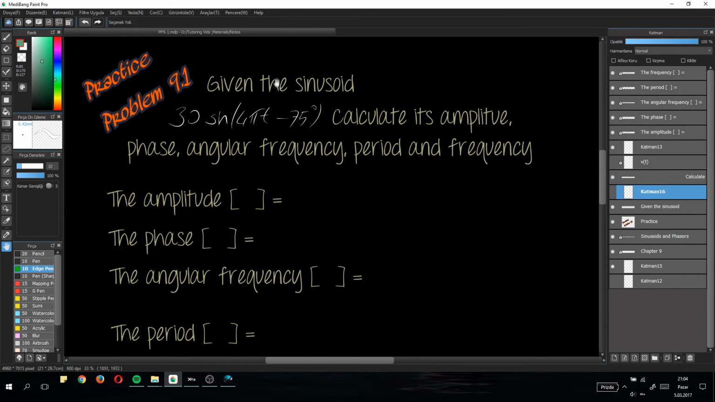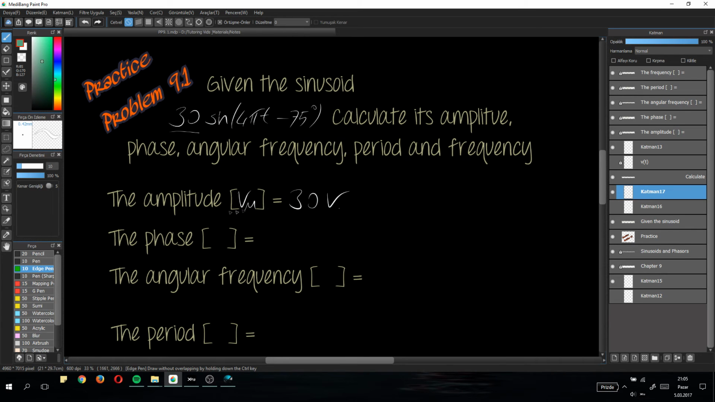So let's go ahead and find one practice problem about it. Calculate the amplitude, phase, angular frequency, period and the frequency of the given sinusoid. So let's start off with the amplitude. The amplitude is the coefficient of the function. It is the coefficient of the sine function. In this case, it's 30. So we have 30 volts.